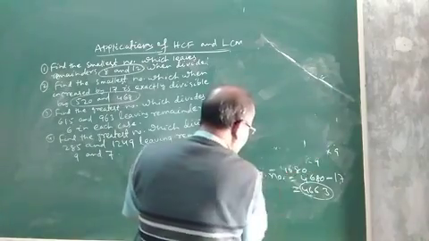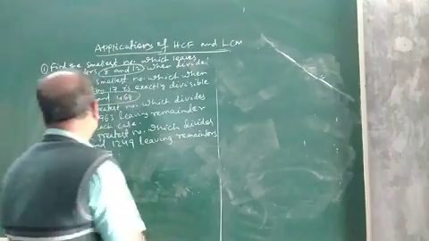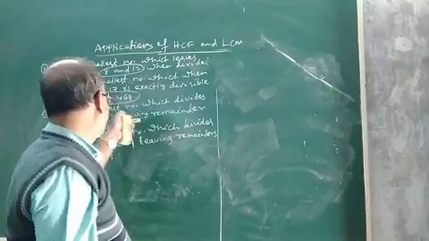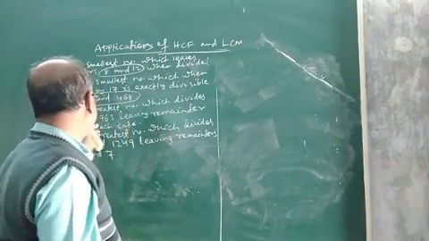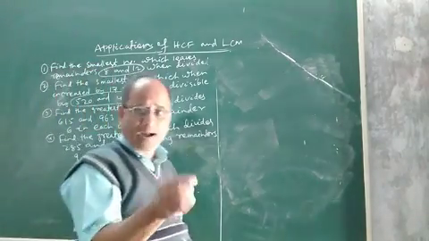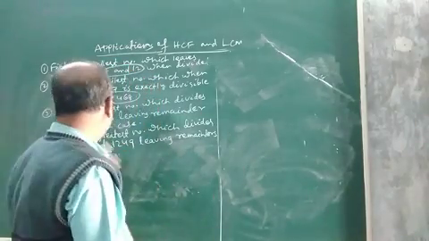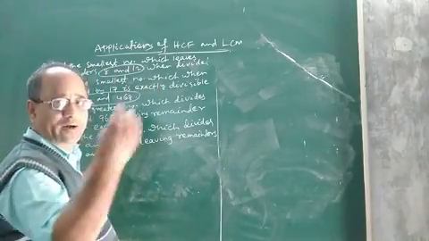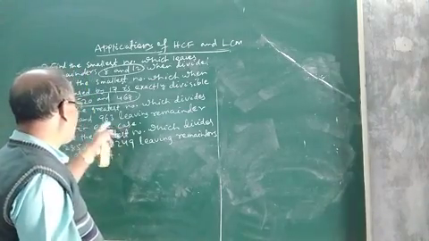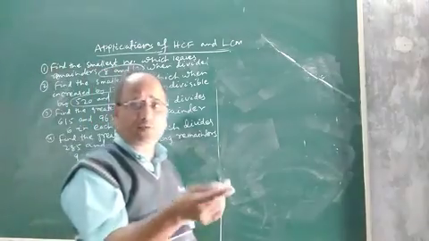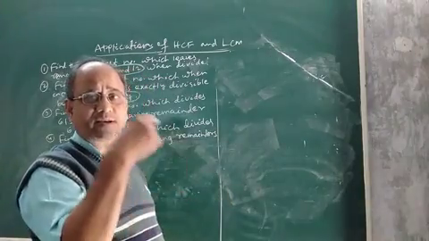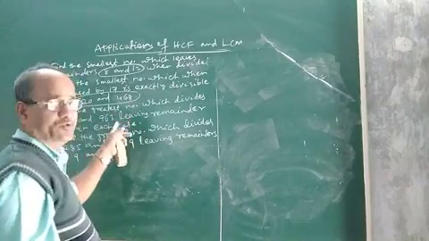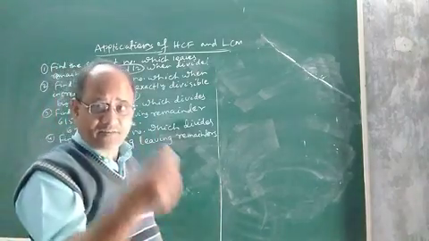Suppose you are given question number 3: find the greatest number. Here we have to find the greatest, not the smallest. Find the greatest number which divides 615 and 963. What is the greatest number that will divide these two? That means we have to find the divisor.